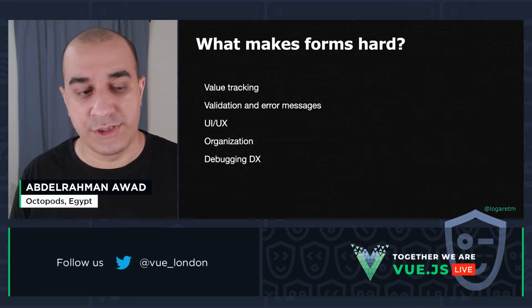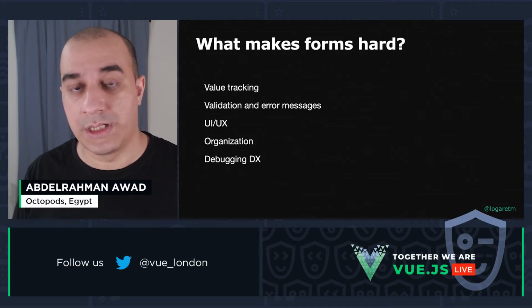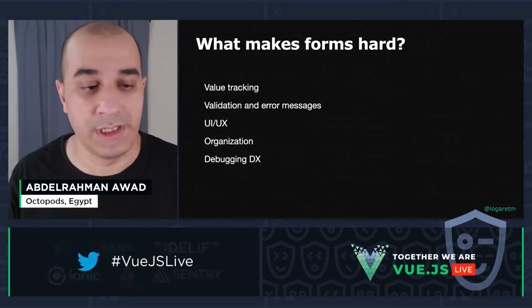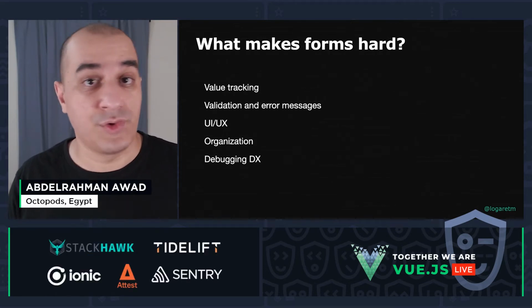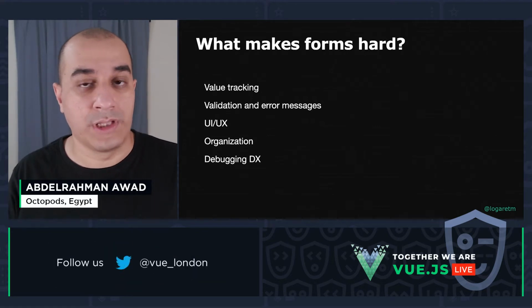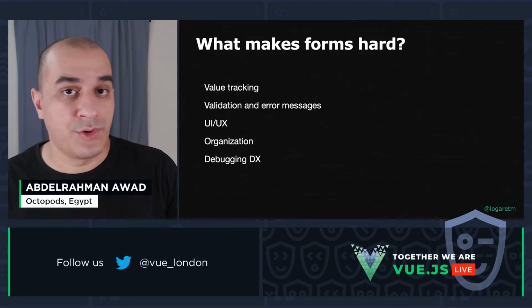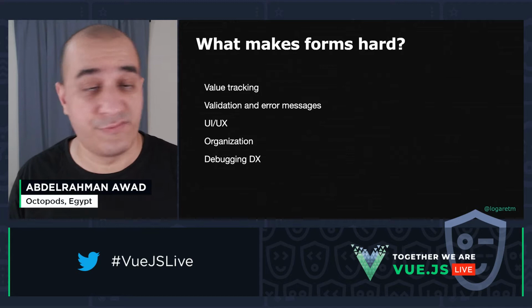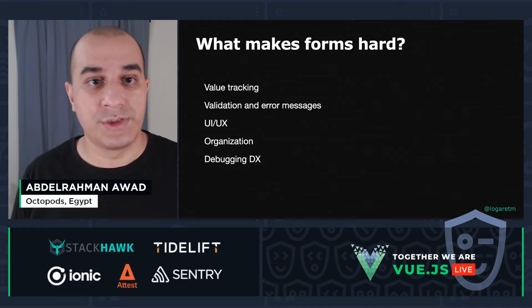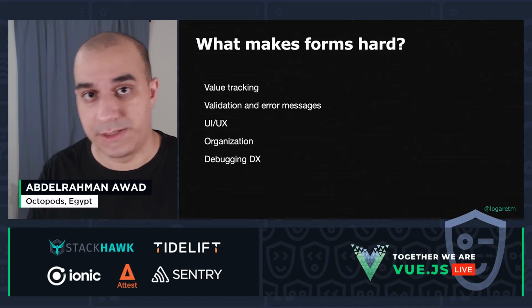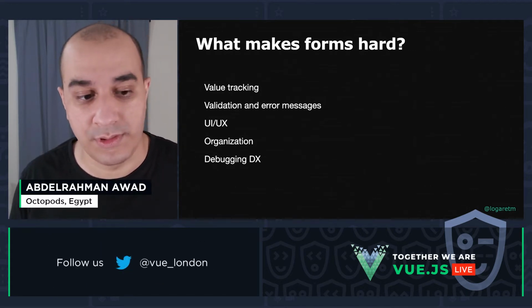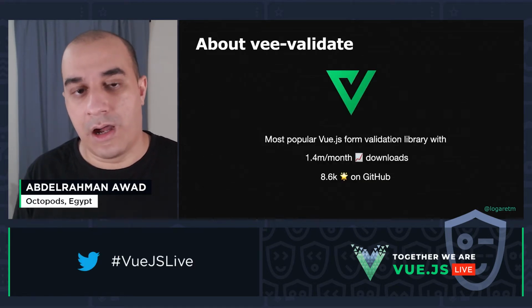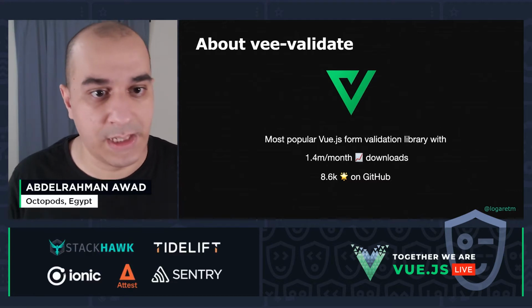You also have challenges with validation, like synchronous validation, asynchronous validation, form level validation, and field level validation. Error messages can have their own challenges, like localization. There is also UI and UX. There is also organization. How are you going to organize your large forms or multiple forms? There is also debugging and the developer experience, which may not even exist in the solution that you are using right now. So all of that is in a way addressed by vee-validate.